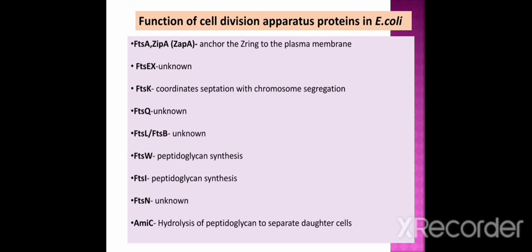The function of FtsEX is unknown. FtsK coordinates septation with chromosome segregation. The functions of FtsQ, FtsL and FtsB are unknown. The function of FtsW and FtsI is peptidoglycan synthesis. The function of FtsN is still unknown. AmiC helps in the hydrolysis of peptidoglycan to separate daughter cells.